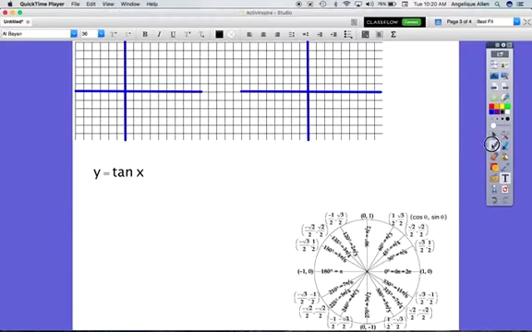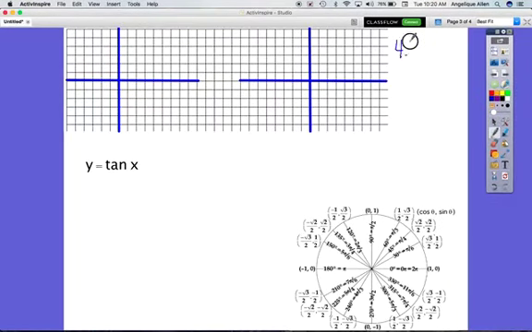Welcome to lesson 4.6a. This is where we're going to talk about the graphs of tangent and cotangent of x. So we're going to start off with tangent. Just quickly, to graph our basic graph of tangent of x that you need to know by heart, we're going to understand why it is the shape it is, because it's not a wave like sine and cosine.